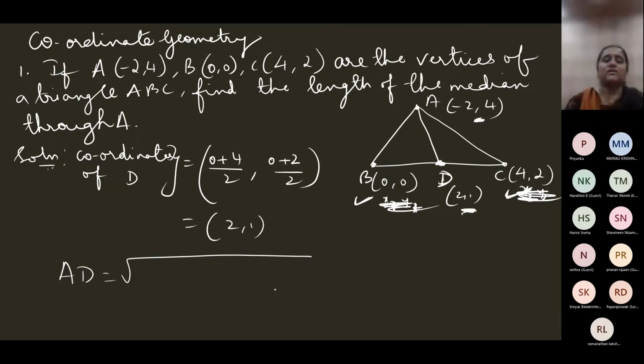Now the distance formula is very simple. You can just remember it like this: the difference between the abscissas, the whole square, plus the difference between the ordinates, the whole square. Subtract the x coordinates, square it. Subtract the y coordinates, square it. That's all. You can take them in any order also.